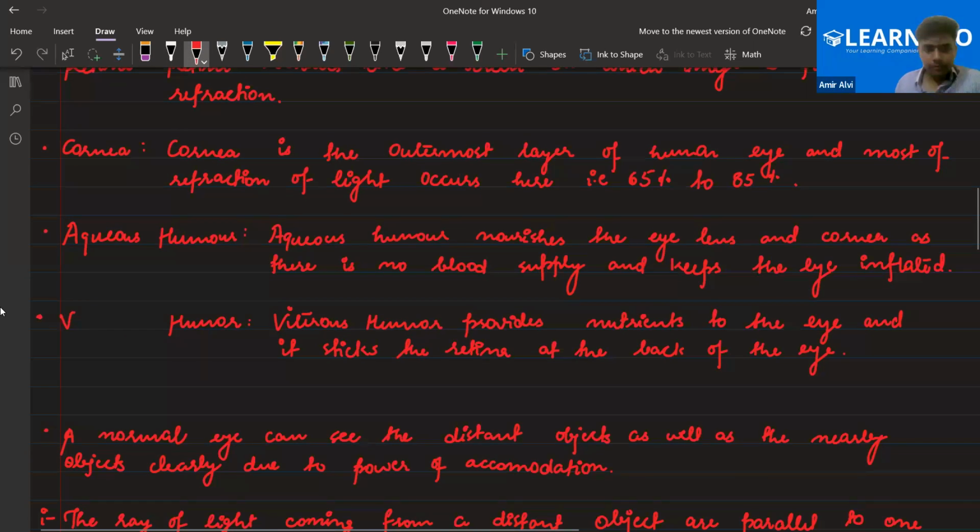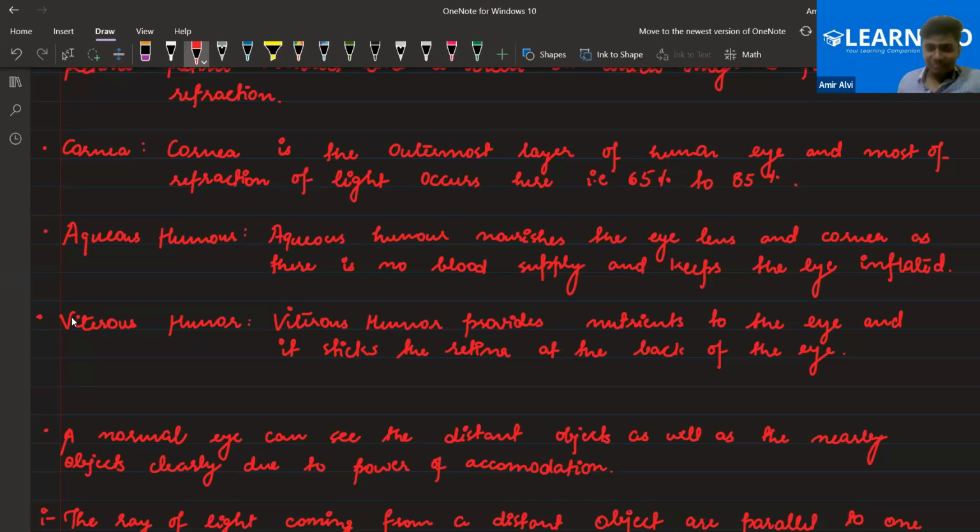So is the aqueous humor the tears? No, that's not clear. I don't know the biology as much, because that's a little part of biology, so you can ask your biology teacher, who can explain the tears well. I just know that tears are a mixture of salt and water. But I'm not sure whether they are produced by the aqueous humor or vitreous humor, because I've not studied biology since 10th standard.